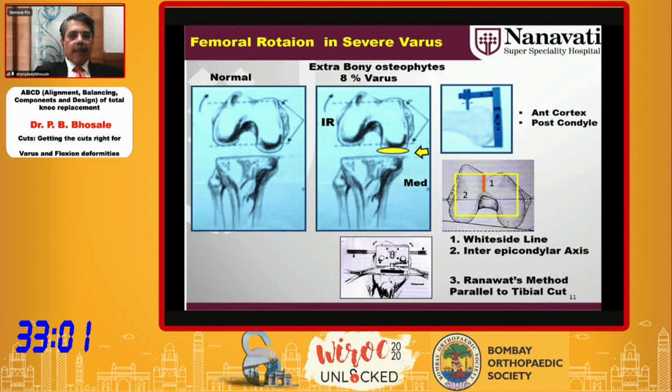This is very interesting but very important, and it can misguide you. So remember, you must see all the other parameters like the Whiteside line, the transepicondylar line, and you can also check Ranawat's method, which is parallel to the tibia. So everything should be considered together to fix your rotational alignment, and just take care of this. You may get some cases where there's extra bone, and even with 3 degrees you may land up with some internal rotation.